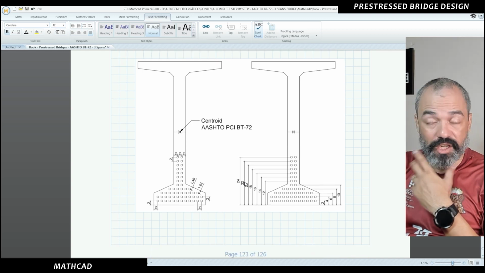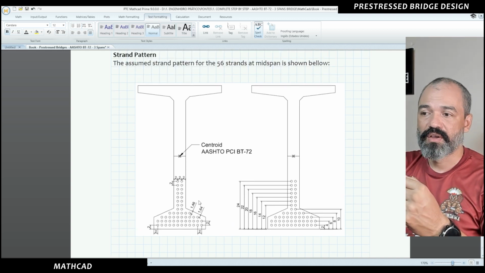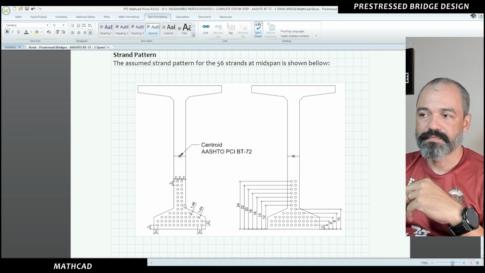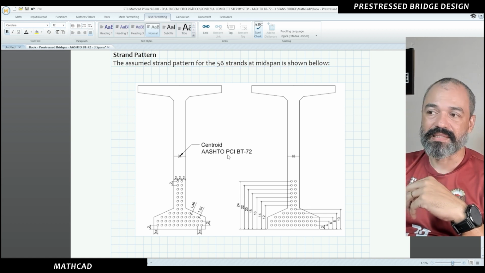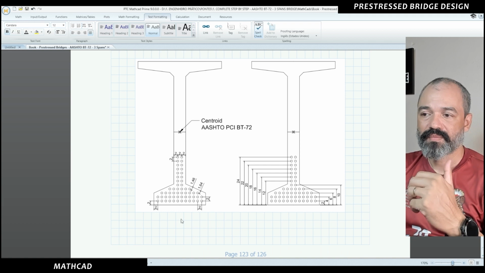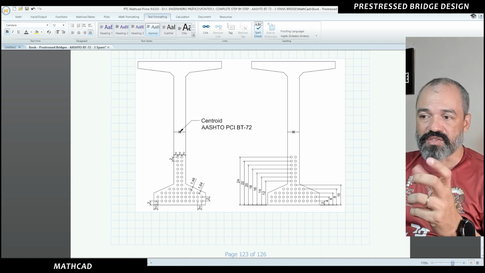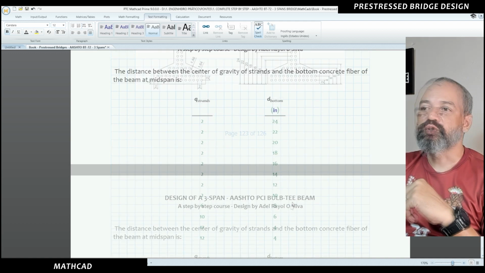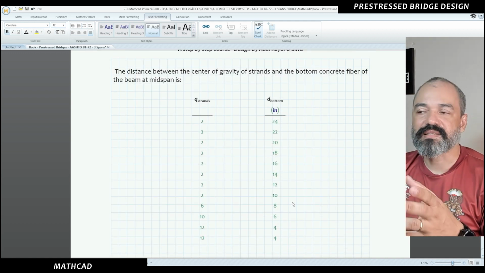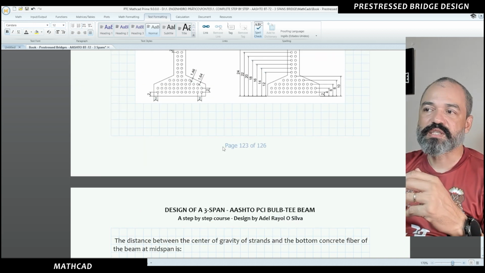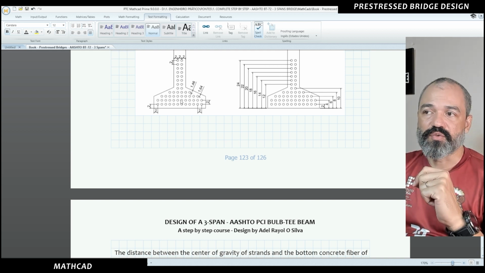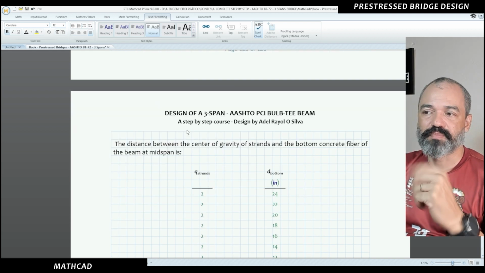So I designed it, I drew it here for you. 56 cables distributed over our girder, our AASHTO PCI BT72. They are at a distance of 2 inches from the edges of our girder. So since we have 56 cables with this pattern here, where is the center of gravity of our pattern?